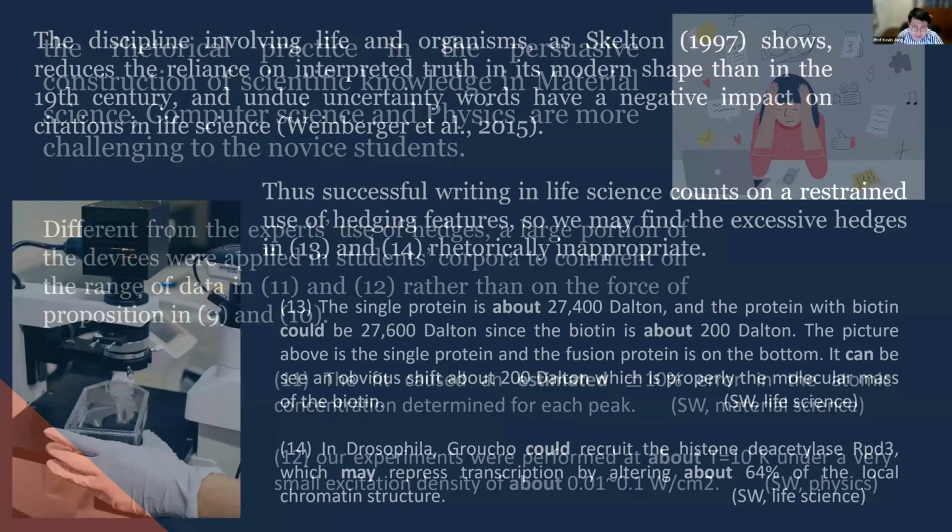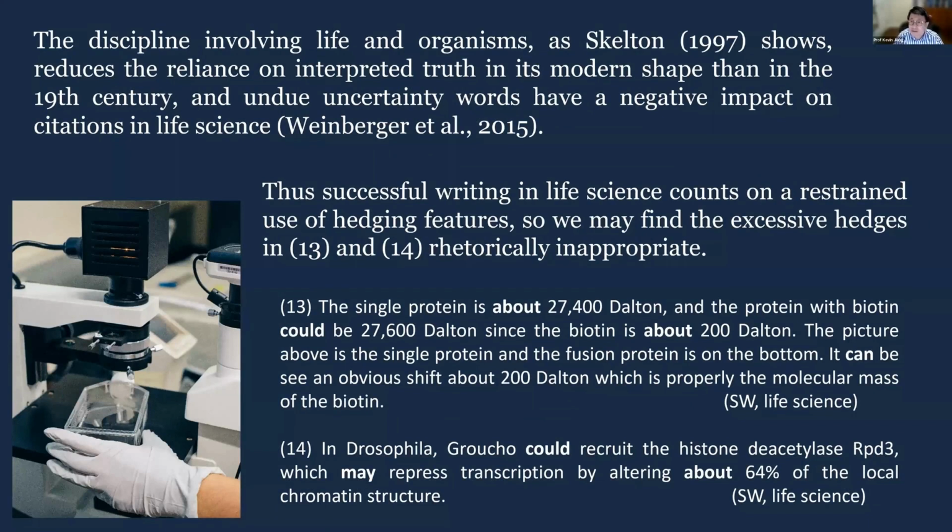And it is also interesting to see that in life science, hedges are more frequently used in students' texts than in expert texts. We think this may have something to do with the influence of the disciplinary norms of knowledge production. Such a discipline involving life and the organism typically reduces the reliance on interpreted truth in its modern shape than in early days. And it is also shown that undue uncertainty words have a negative impact on citation in life science. So successful writing in life science counts on a restrained use of hedging features.